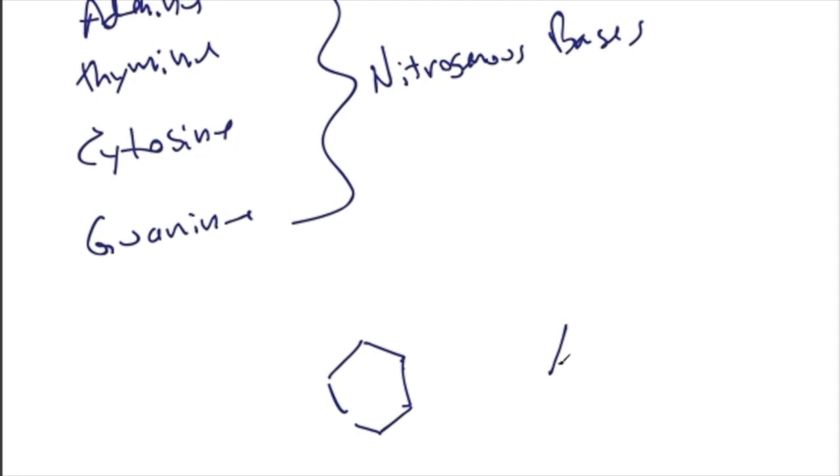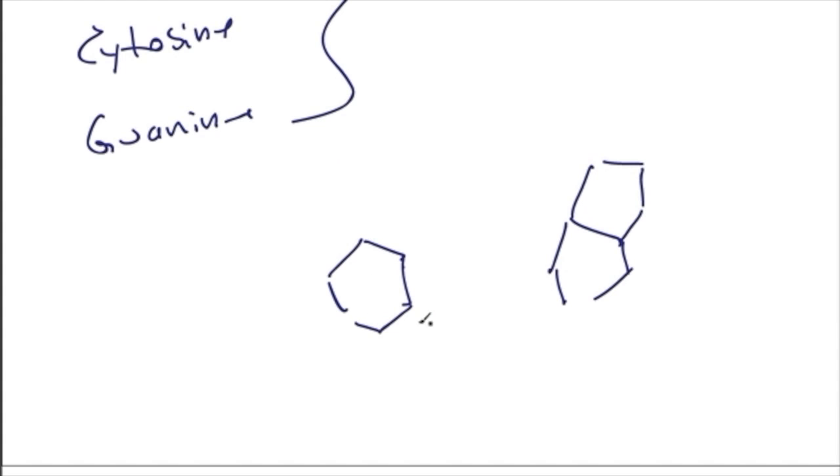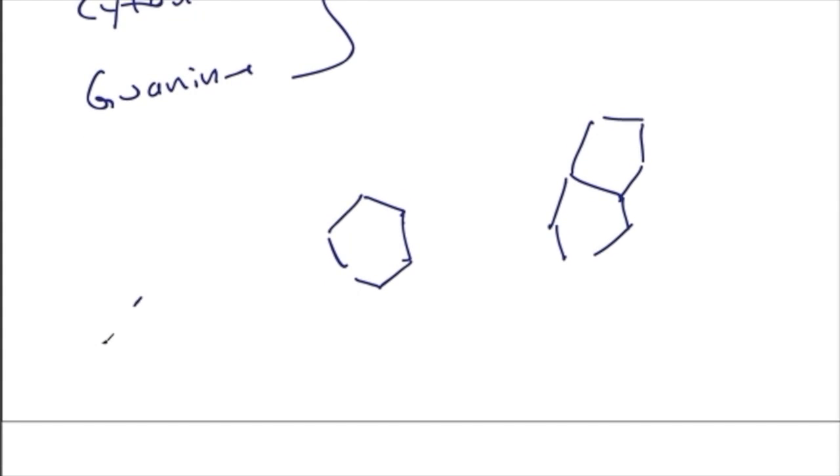Okay, so there's two types of nitrogenous bases, and you could think of one as being a snowball, and the other as being a snowman. I'll draw the snowman like that. You see how one of them has one ring and the other has two rings. If you think of a pyramid, how many rings make up the base of a pyramid? Just one ring.